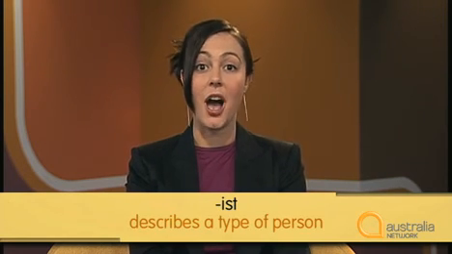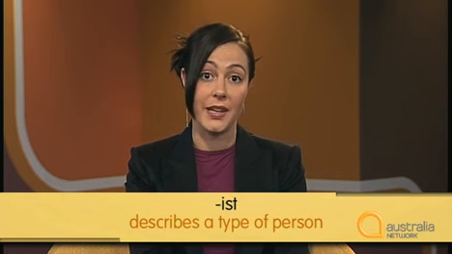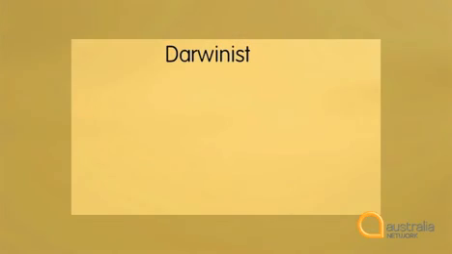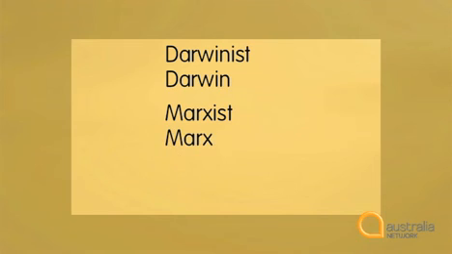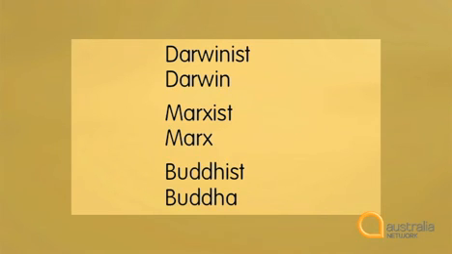But a Darwinist? Well, the suffix ist forms adjectives too, but it forms an adjective that describes a type of person with a certain set of beliefs. When ist is added to people's names, it means someone who follows that person or who believes in what they wrote or said. So we can have a Darwinist, someone who believes in Darwin's theories, or a Marxist, someone who follows the writings of Marx, or a Buddhist, someone who follows the teachings of the Buddha.